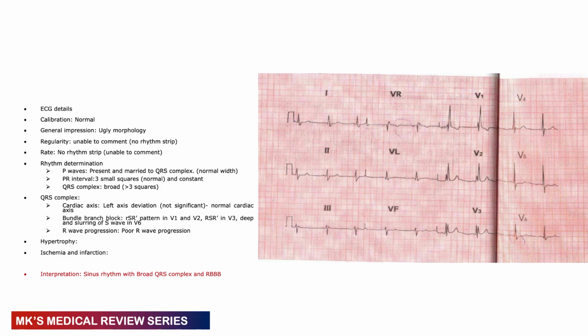Another way in which you can tell the RS wave progression is looking at the precordial leads. So your V1 is supposed to be facing predominantly downwards, V2 QRS complex downwards, V3, V4 should be almost equidistant, so equal R and S waves, and then V5 and V6 should be facing upwards. So there is a poor RS wave progression.